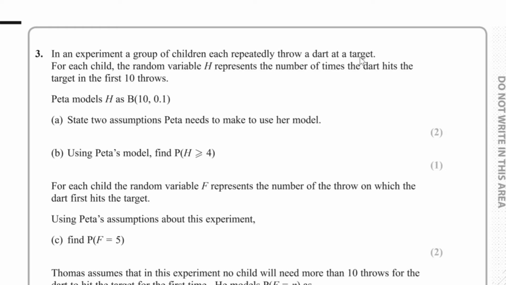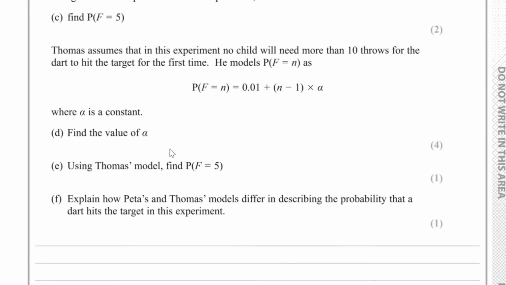Question number 3. In an experiment, a group of children each repeatedly throw a dart at a target. For each child, the random variable h represents the number of times the dart hits the target in the first 10 throws. Peter models h as a binomial distribution with parameters 10 and 0.1. For part A, we have to state 2 assumptions Peter needs to make to use her model.